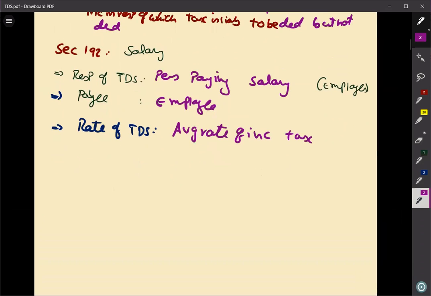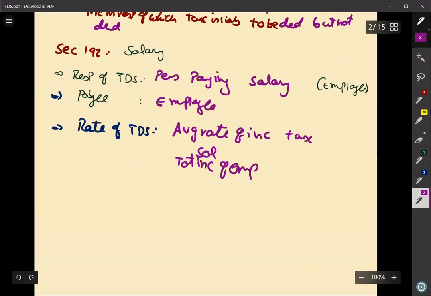Suppose the employer will know what salary is going to be paid to the employee in a year, because the increment and everything will be decided by the employer. So the employer will take the total salary income of the employee. Say the total salary income of the employee for the year is going to be 7,20,000. The employer will take this total income and compute the tax on it.